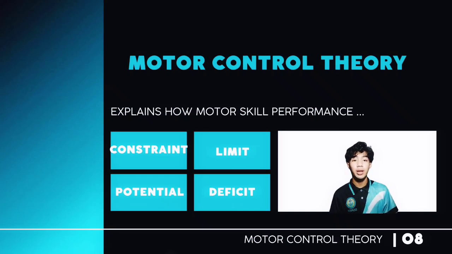Motor control theory helps us understand and explain how motor skill performance is constrained, limited, and its potential defeated. Motor control theory also provides us a foundation on which practitioners can base many tasks and responsibilities.